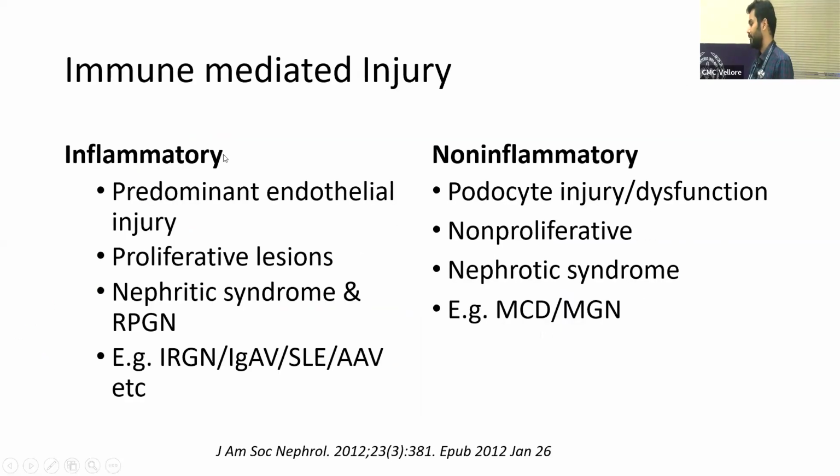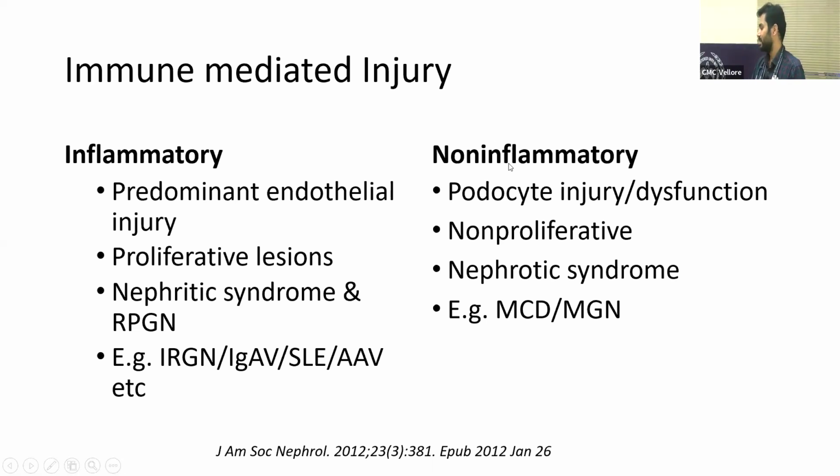So inflammatory conditions elicit predominant endothelial injury, leading to proliferative lesions. They can present as nephritic or RPGN presentation. Examples are infection related GN, ANCA vasculitis, SLE, and IgA vasculitis.